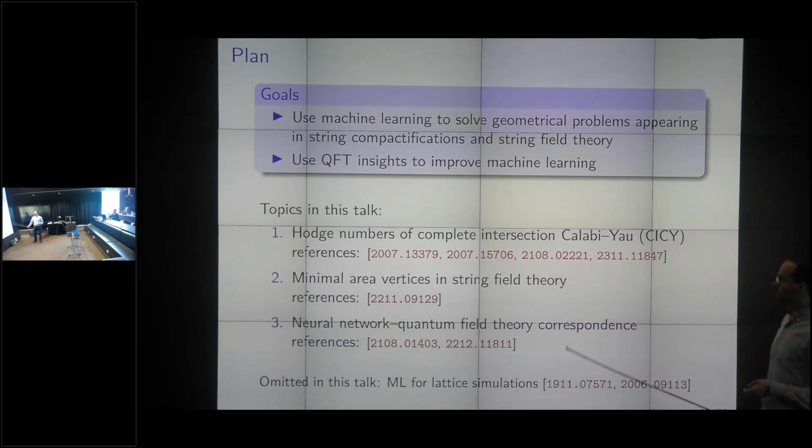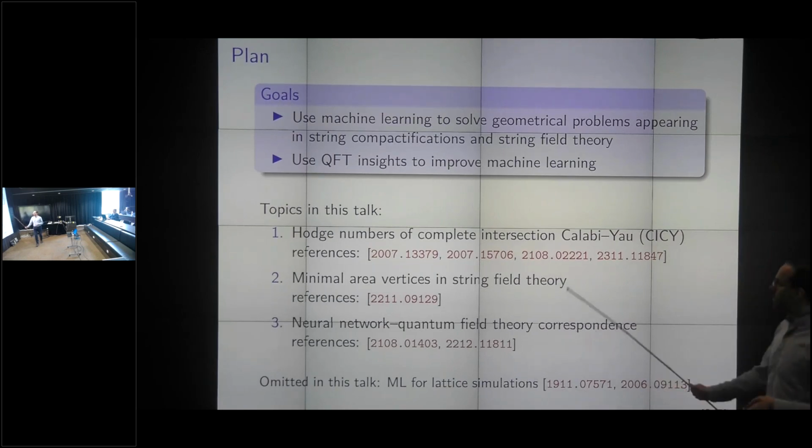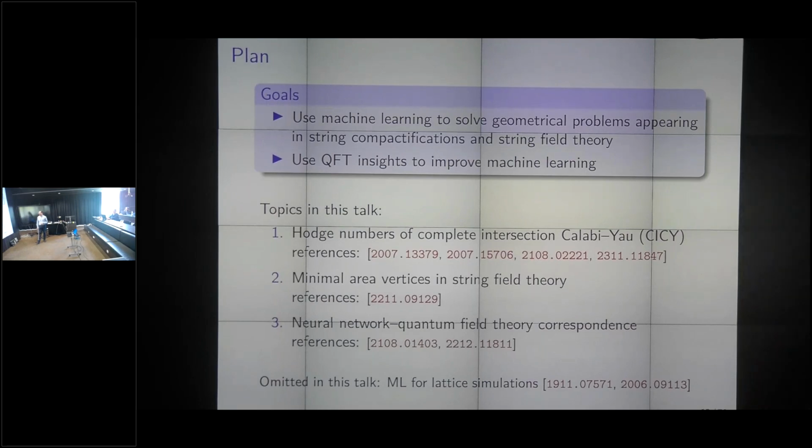So there will be 3 topics. First, Calabi-Yau manifolds and complete intersections. Minimal area vertices in string field theory, and then this neural network quantum field theory correspondence. And I also worked a bit on machine learning for lattice simulation, but I will omit this topic today.